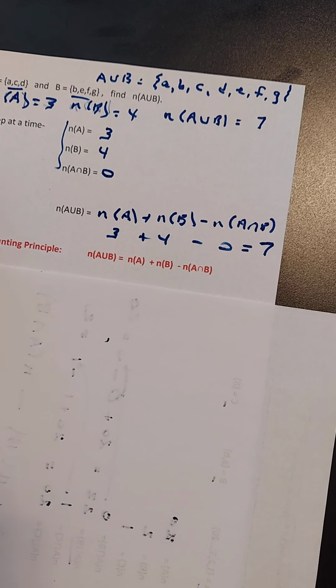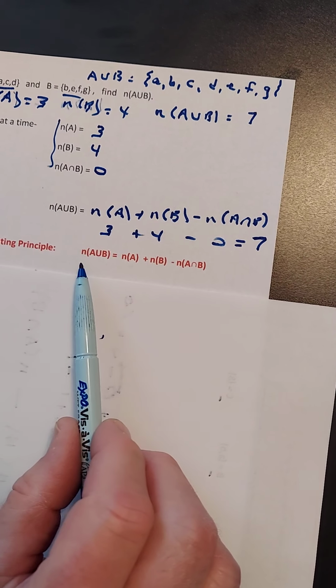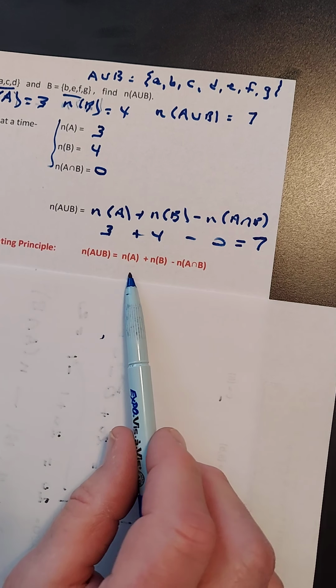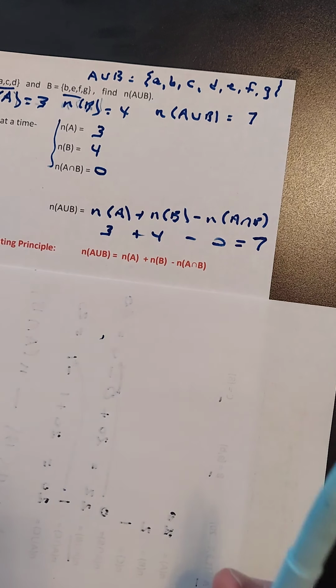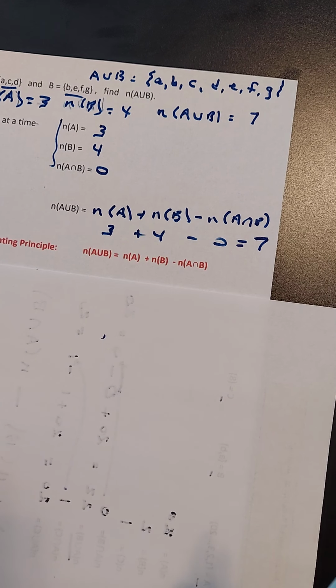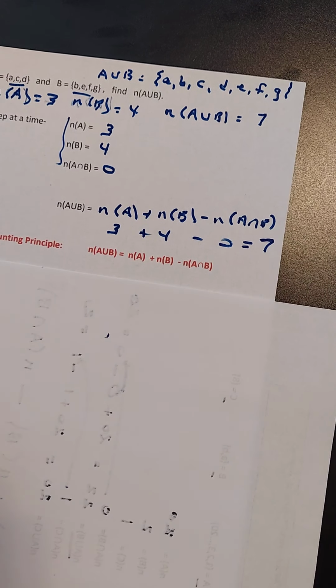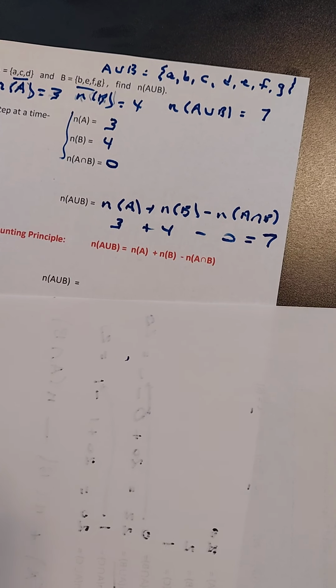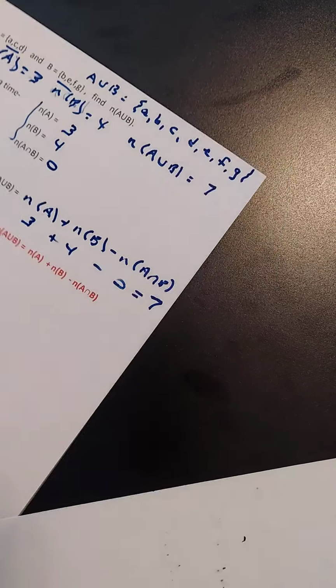Okay, and that's using the fundamental counting principle. The number in the union of A and B is equal to the number in A plus the number in B minus the number in A intersect B. So it's a trick to help you work the problems. Okay, so we can get out of that. Let's go to the next one. Same type of problem.